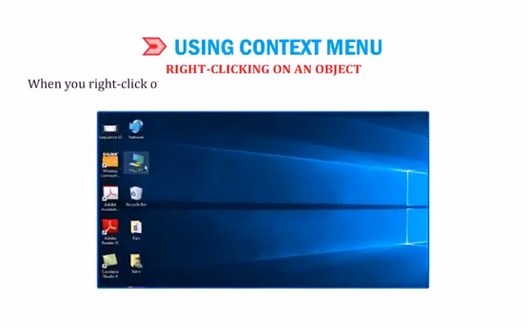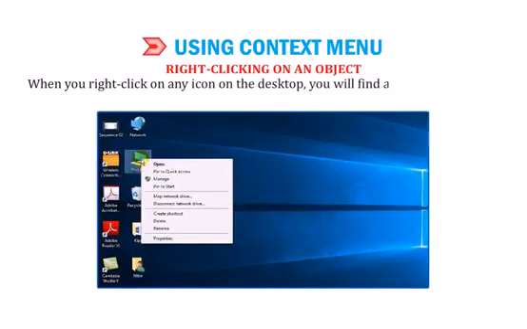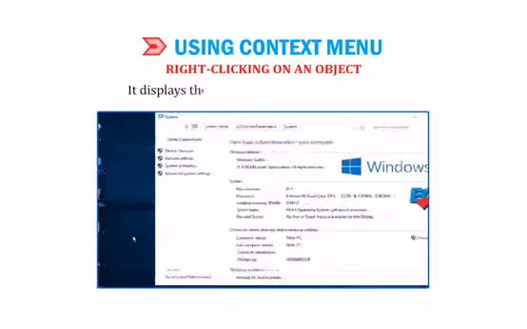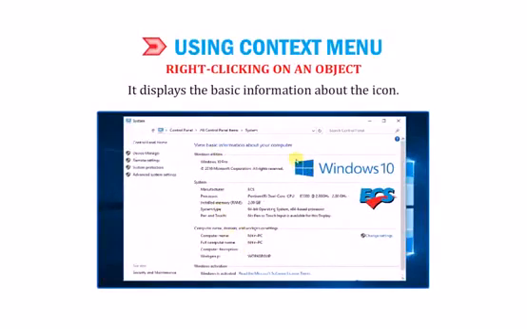Okay, now let me tell you about right-clicking on an object. When you right-click on any icon on the desktop, you will find an entirely different list of options. The Properties option will be found at the bottom of this list. It displays the basic information about the icon.